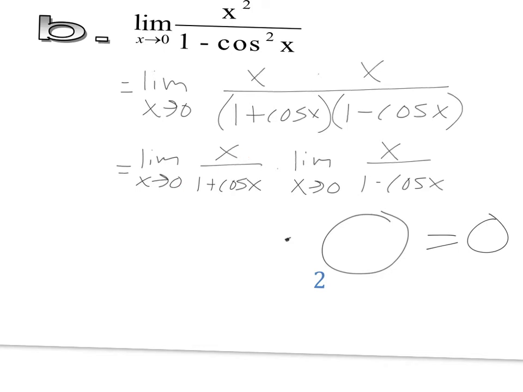Let's go ahead and plug it in. I get a 0 on the top, and I get a 1 plus 0 on the bottom. Well, 0 divided by 1 is still 0, and 0 times 0 is still 0. So we got our answer. Let's go on to the next page.